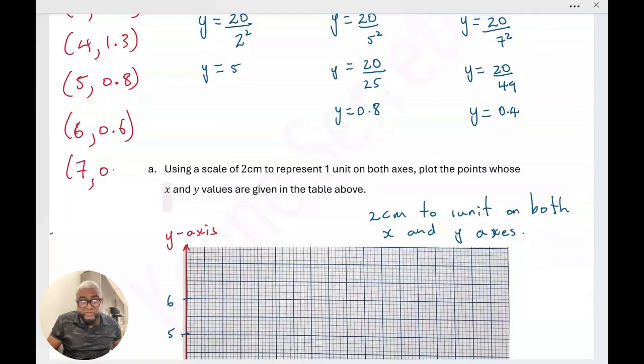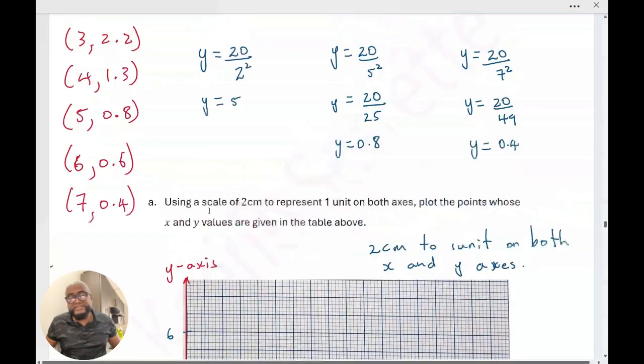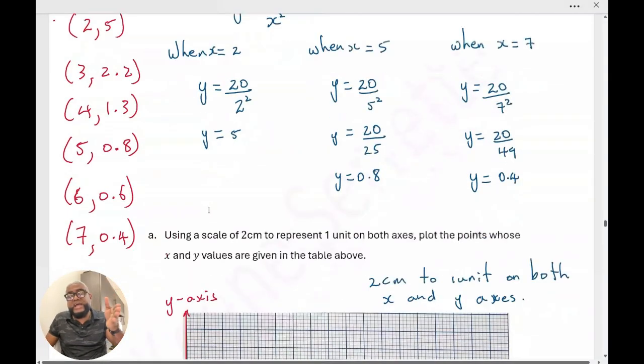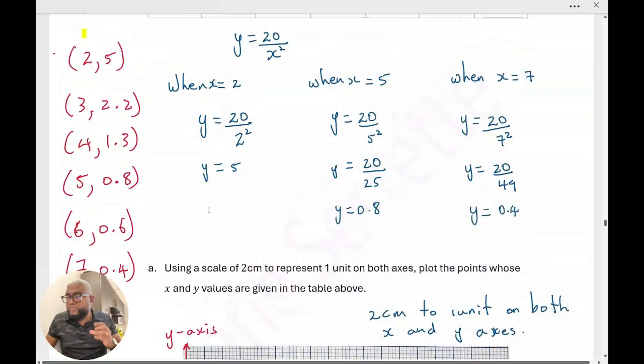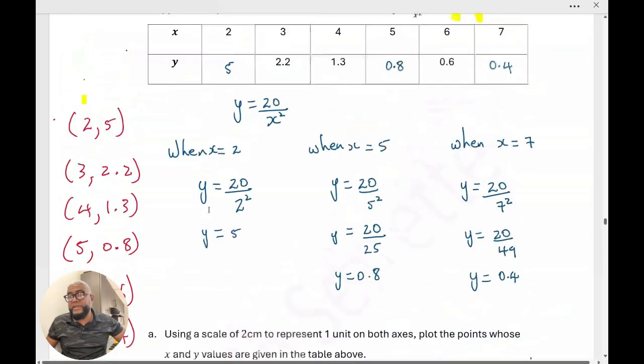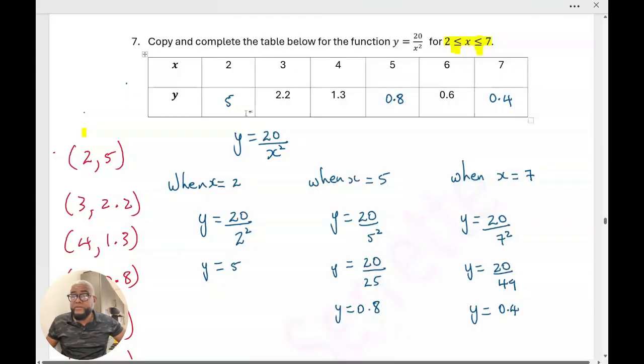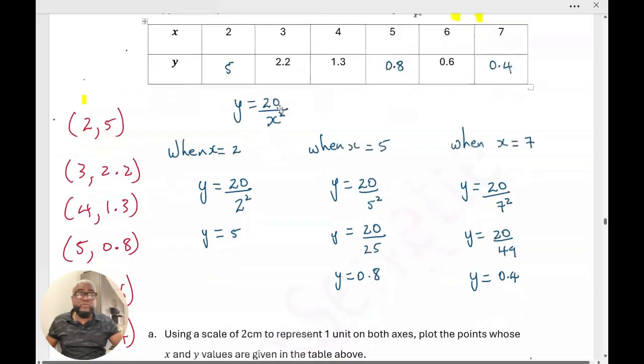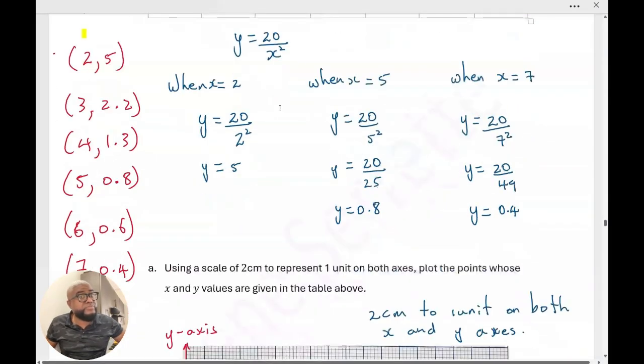7, 0.4. Who doesn't understand where I got these coordinates, which I'm now going to use to plot my points? Who doesn't understand that? Anybody here don't understand where we get it from? Raheem, you see where we get it from? Right? This is one coordinate. Write down my coordinates, please, because you're going to use them now to plot the points.